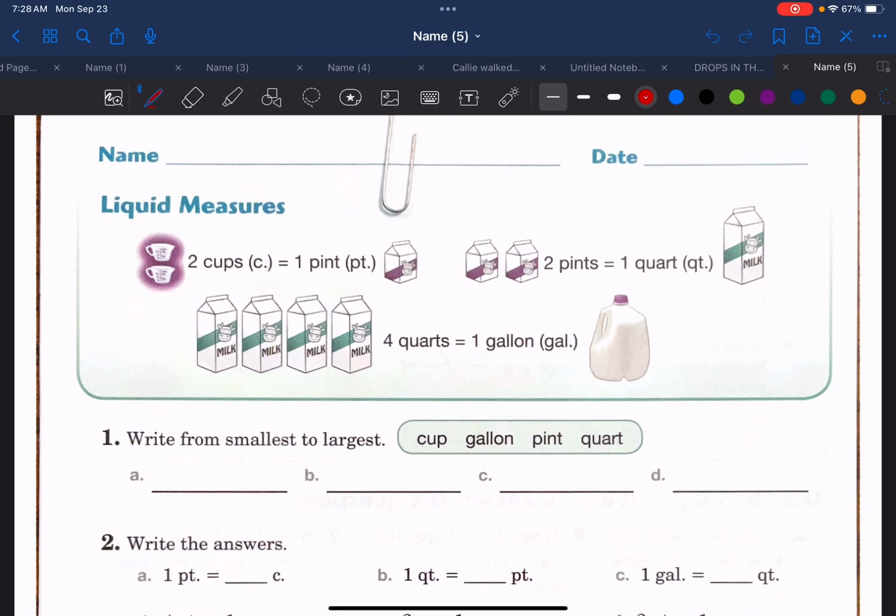And so on this lesson, you are learning about liquid measures. So far, you've had something called linear measures, which means things that you can measure in a line. And for those, you had things like inches or centimeters, or you had feet, yards. And now we're measuring liquids.